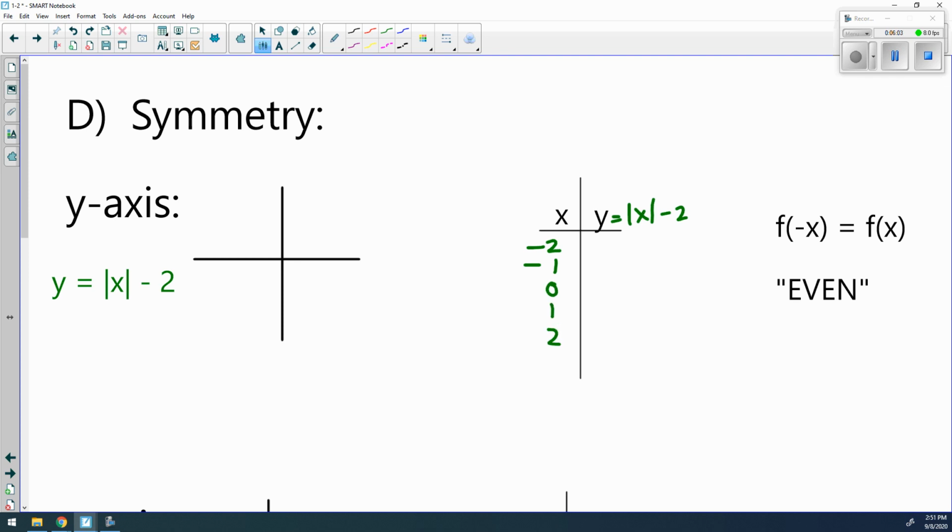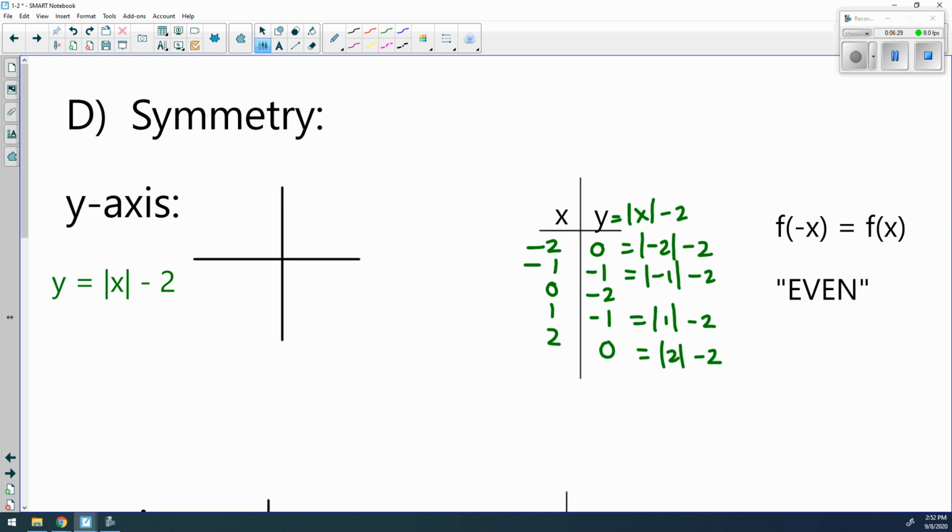So here, if I plug in -2, -2 minus 2 would be 2 minus 2, or 0. If I plug in -1, 1 minus 2 would be -1. If I plugged in 0, I'd just be left with -2. If I plug in +1 and subtract 2, I'd be at -1. And if I plug in +2 and subtract 2, that's going to give me a 0. All right, let's sketch this graph.